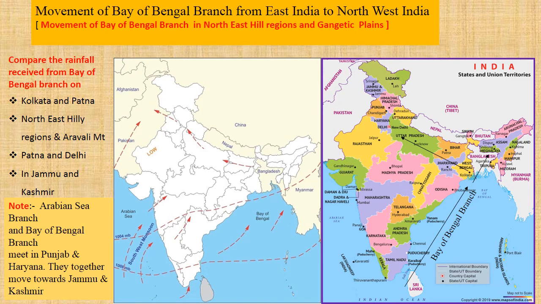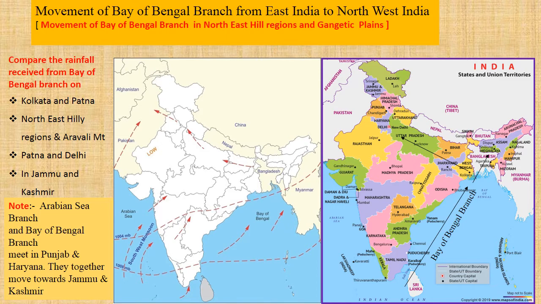So when I compare Patna and Kolkata, Patna will receive less rainfall compared to Kolkata because the Bay of Bengal branch reaches Kolkata first and then it proceeds ahead to Patna. Similarly, if you compare Delhi and Patna, the rainfall received from Bay of Bengal branch to Delhi will be less compared to Patna because Patna faces the Bay of Bengal branch first and then the Bay of Bengal branch reaches Delhi. So what does this indicate?